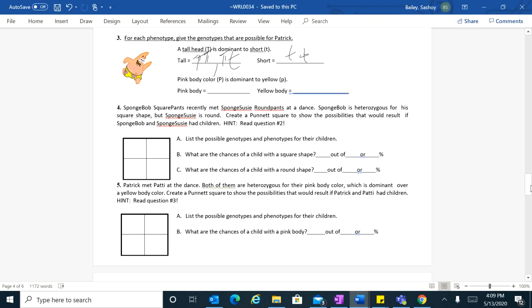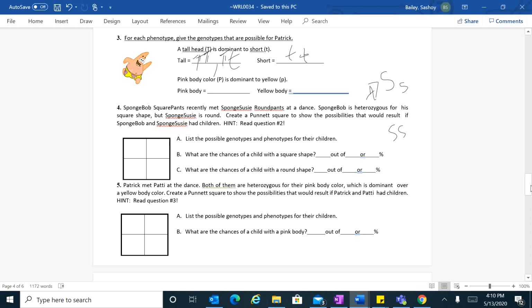SpongeBob SquarePants recently met Sponge Susie Round Pants at a dance. SpongeBob is heterozygous for his square shape. If SpongeBob is heterozygous, remember that hetero means you have two different alleles. So one has to be uppercase and one has to be lowercase. So let's do a square shape. Okay, so heterozygous, he has one uppercase, one lowercase. Sponge Susie is round. That means that she is going to be two lowercase s's.